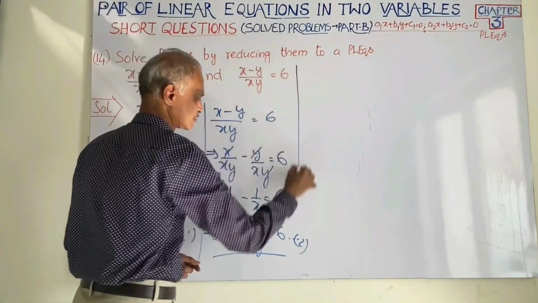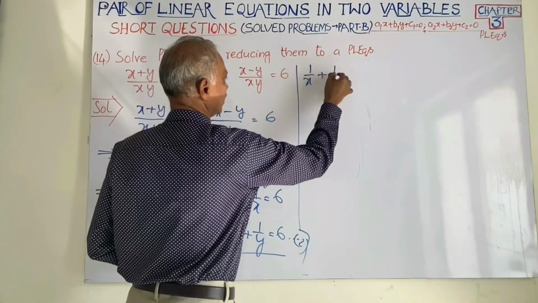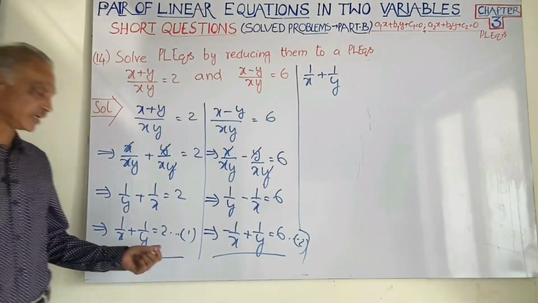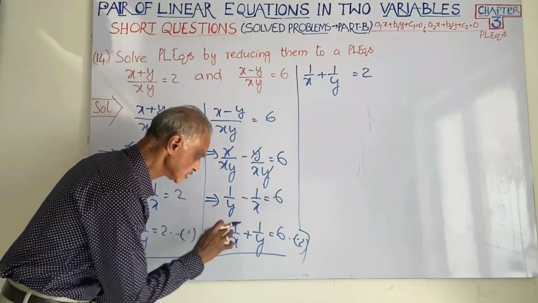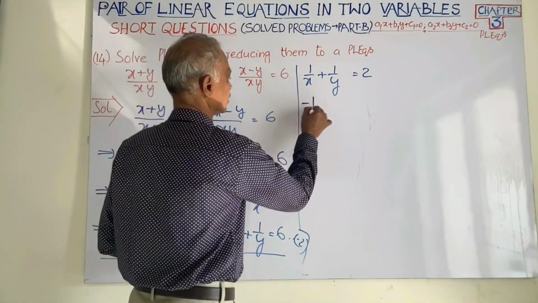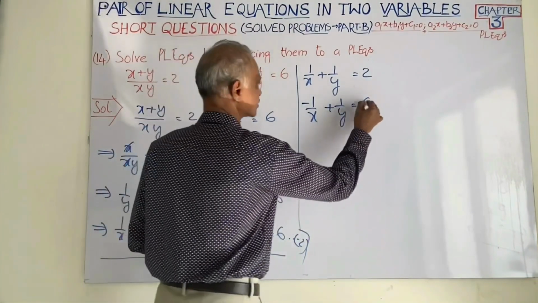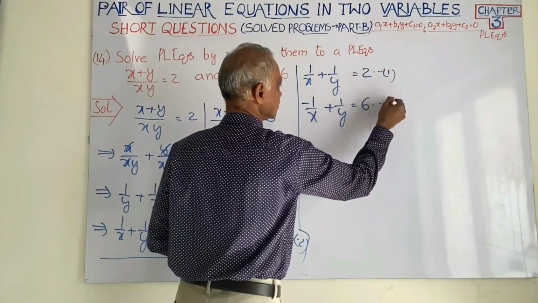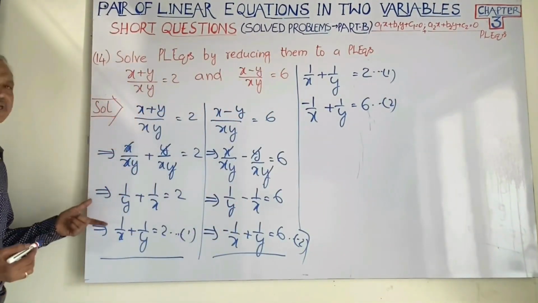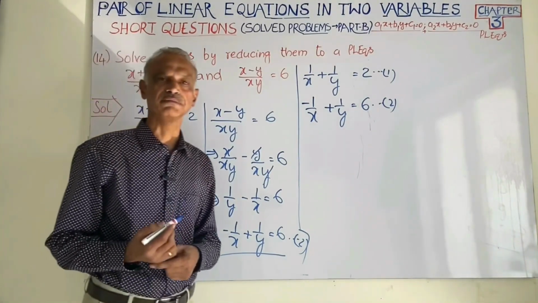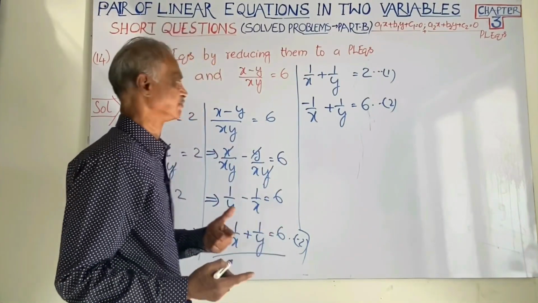We have two equations. What are they? 1 by x plus 1 by y is equal to 2. Then minus 1 by x plus 1 by y is equal to 6. This is equation 1 and this is equation 2. I am doing it directly, I am not reducing them to a pair of linear equations. In the next alternate method I will tell you by reducing them to a pair of linear equations.